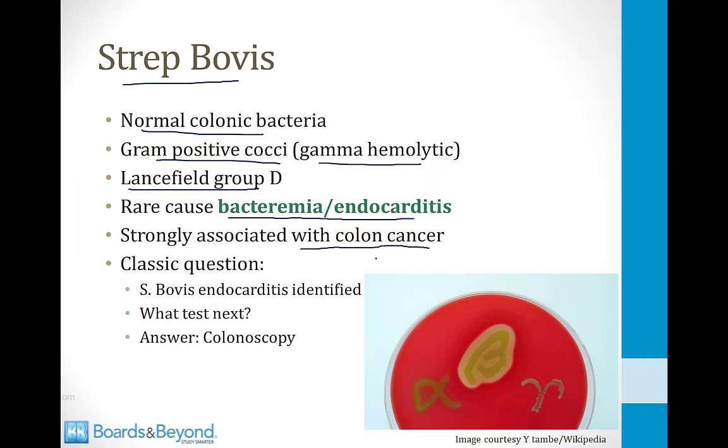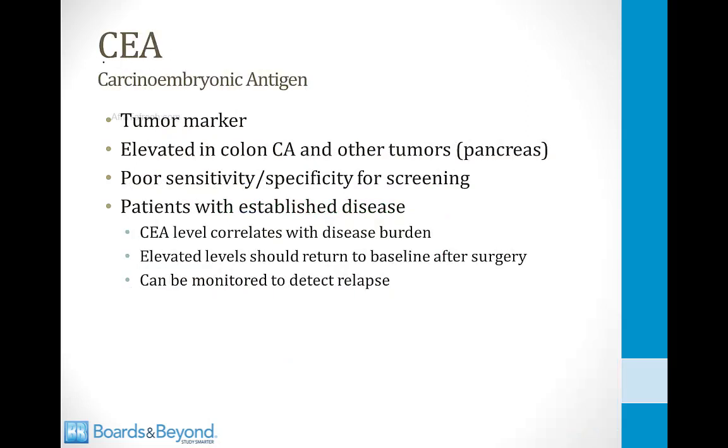So the classic board question is a patient who has a strep bovis endocarditis identified, and the question asks what test to do next, and the answer is colonoscopy because patients who have strep bovis endocarditis often have a colon cancer. The last topic I'll mention is the tumor marker CEA. CEA is the carcinoembryonic antigen. It is a tumor marker whose level is elevated in the serum in patients with colon cancer and also some other tumors, especially the pancreas.